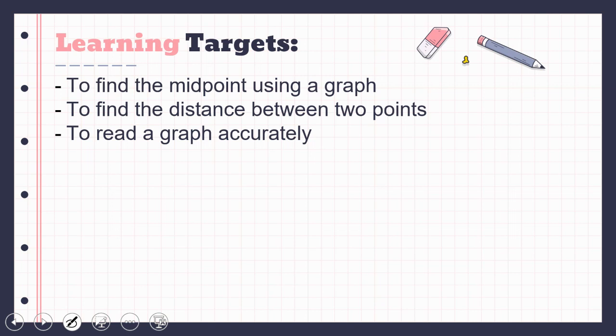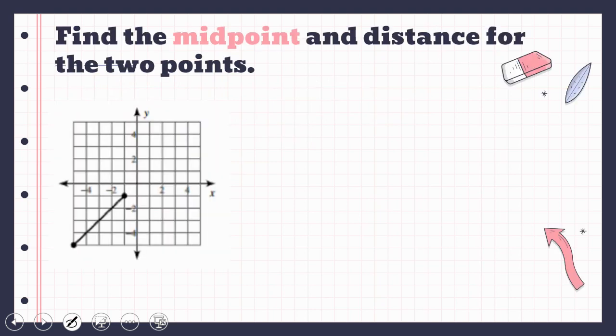So our goals are to be able to find a midpoint using a graph. We want to be able also to find the distance. Remember, the word distance is also seen sometimes as length, okay? So distance and length mean the same thing. And we want to be able to read a graph accurately. It's kind of important to be able to see where the points are when we're doing this.